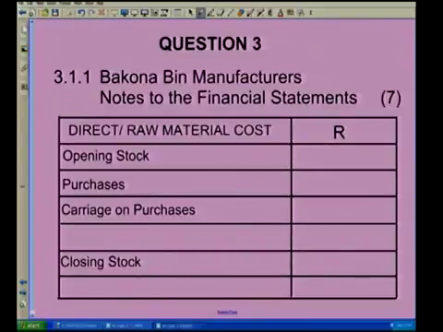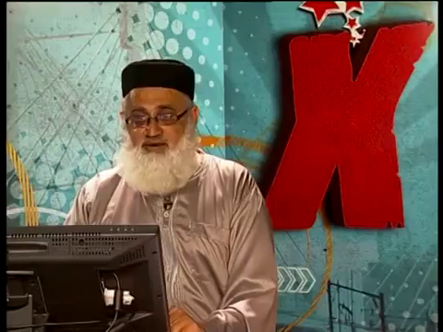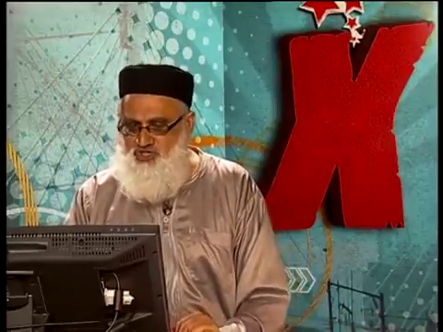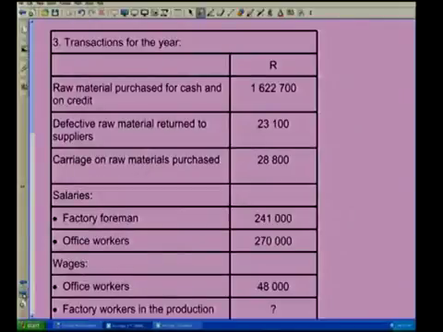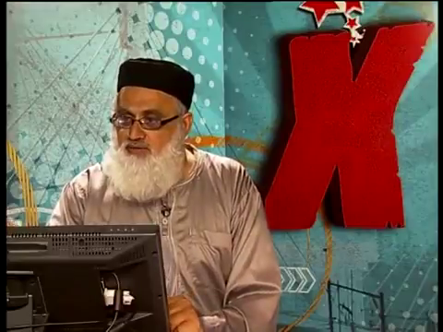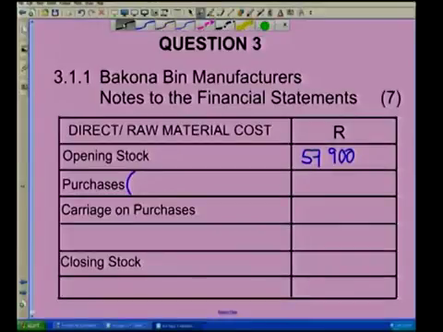Brilliant. Let's start off by saying, it said there, raw material stock opening balance was 57,900. Into my question, opening stock of raw materials, 57,900. Then what do I need? I now need my purchases. And I go back to my question and I see, what information do I have? There it is. Raw materials purchased for cash and credit, 1,622,700. So therefore, open a bracket, always work with a bracket.